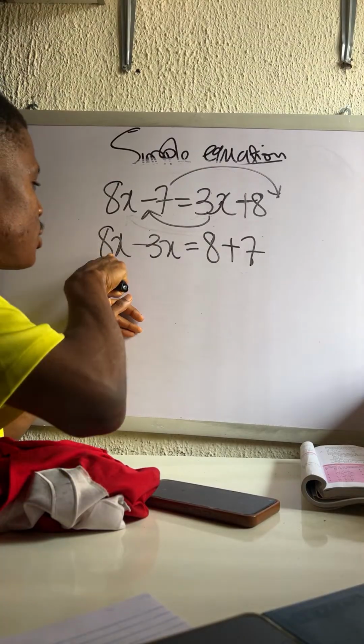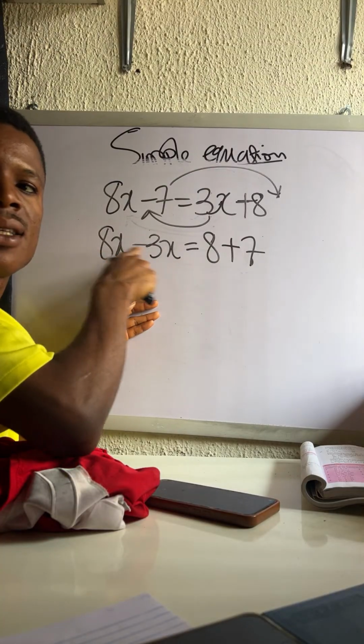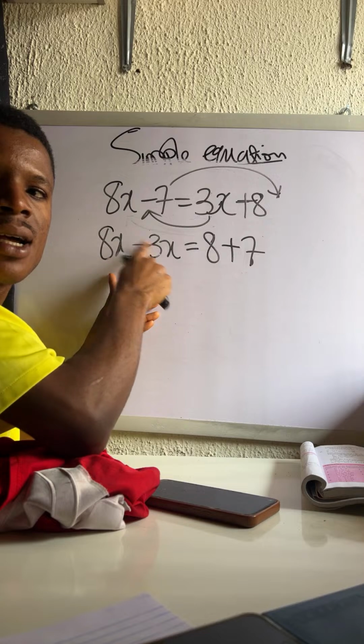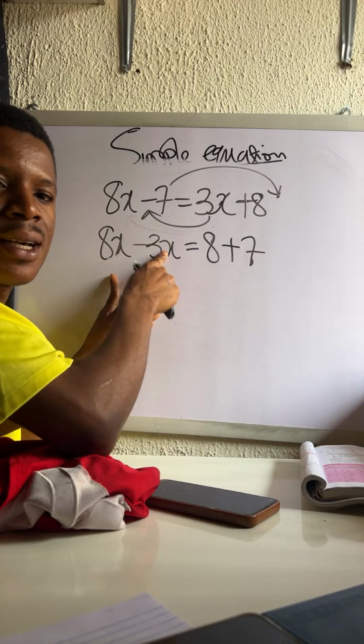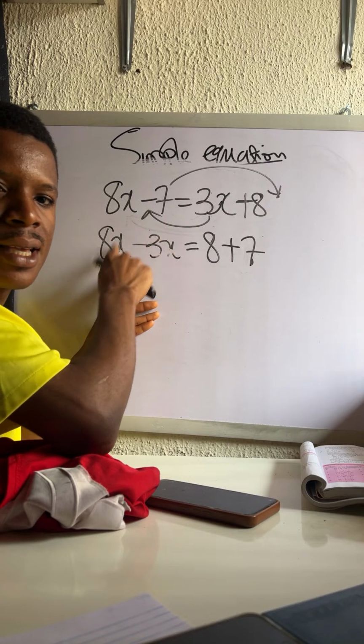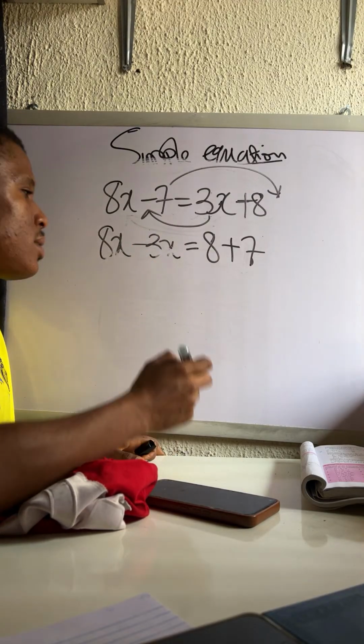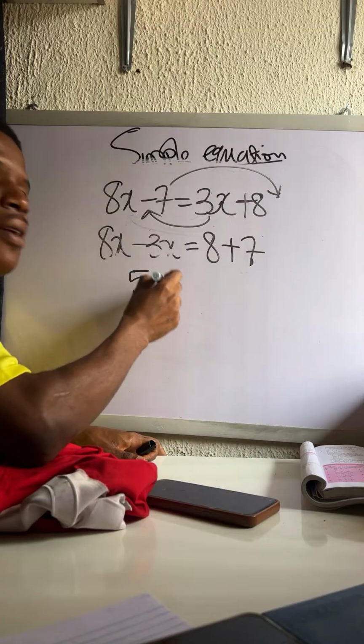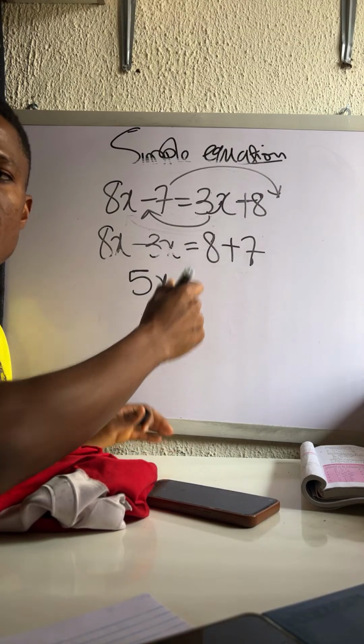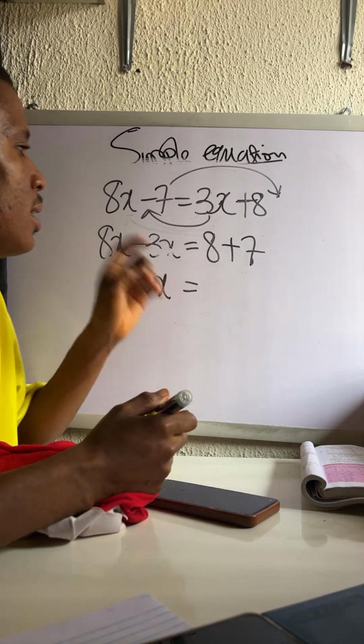Write in the comment section, 8x minus 3x. What's that? Let's write, fastest finger, 8x minus 3x. 8x minus 3x is 5x, okay? Correct, guys, correct. Then let's go.